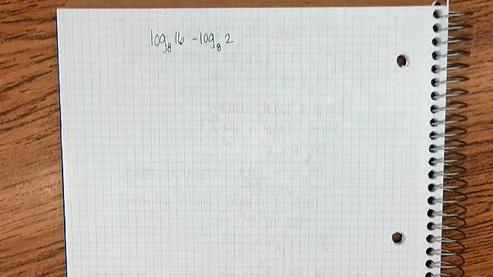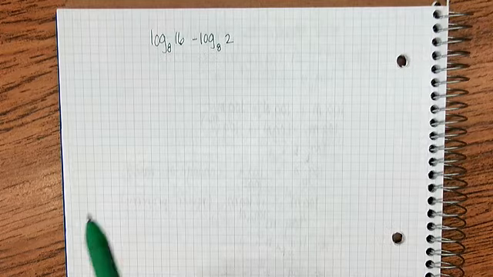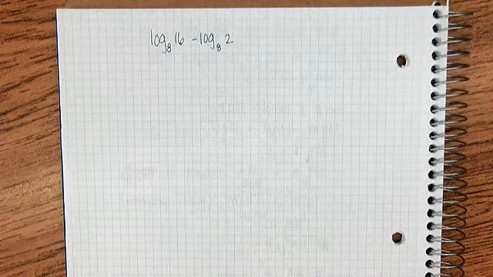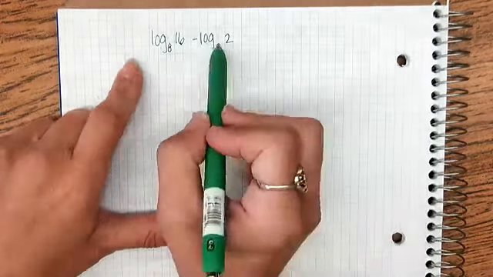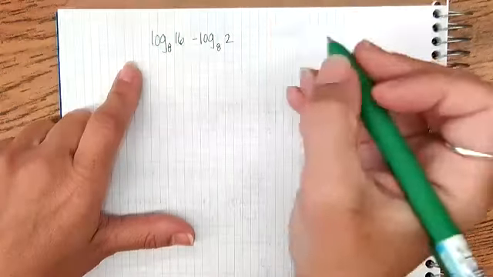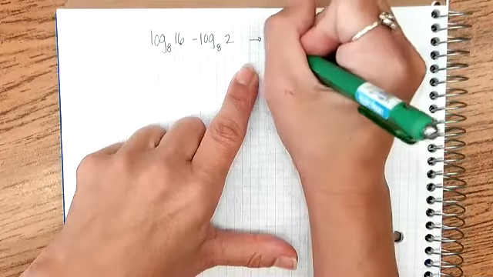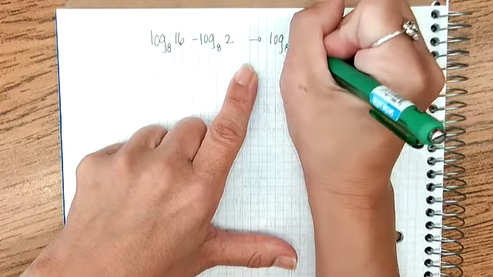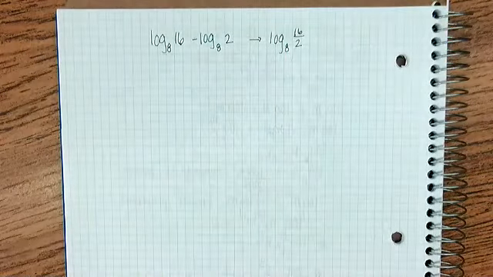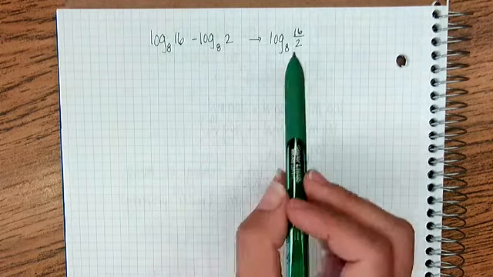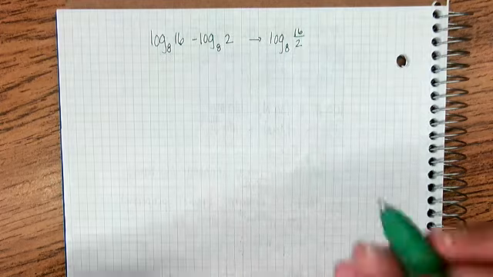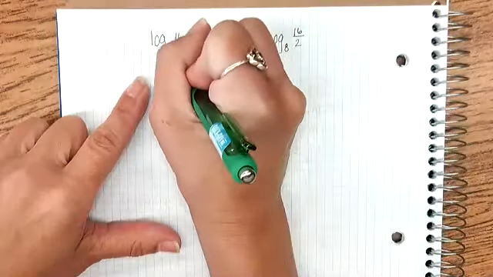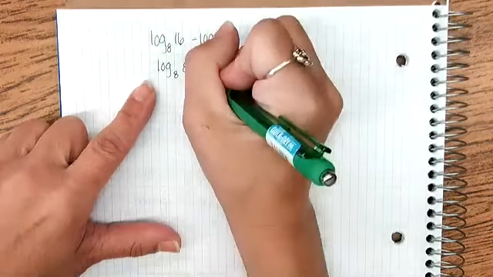Okay, there are several ways that you can do this problem. They have the same base. They both have a base of 8. So using the quotient property, when you subtract logs, you divide arguments. Don't divide logs, divide arguments. All right, well, 16 over 2 is 8. And the log base 8 of 8 is 1.